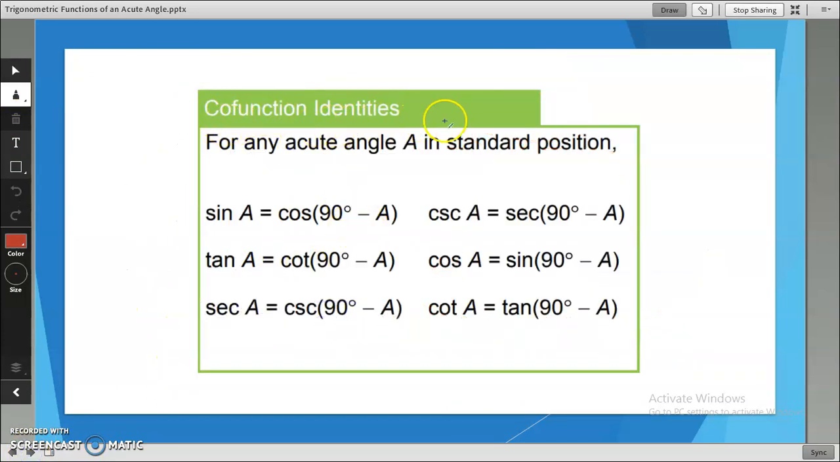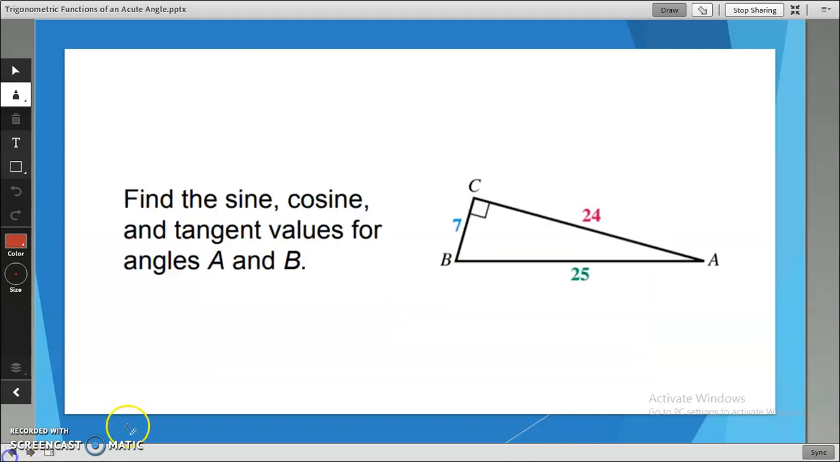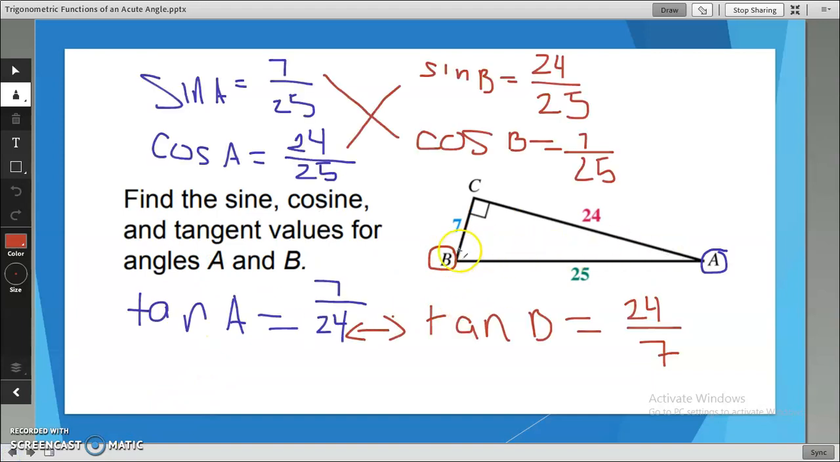So these are called cofunction identities, and this is just kind of like what we showed on the previous slide. And it says for any acute angle in standard position, it doesn't say this, but the complement, and that's what that 90 represents, the complement, that means the two angles add up to 90, are equal to each other. So going back, these two angles have to be complements, because if this angle is equal to 90, that means there's only 90 degrees left in my triangle total. So B plus A has to be equal to 90. So they're the complements of each other.